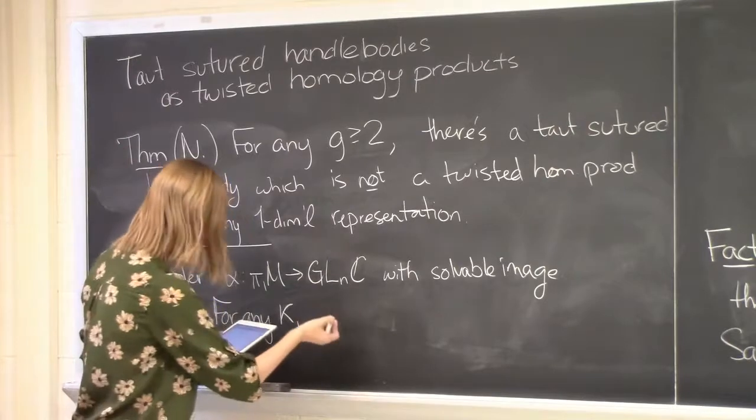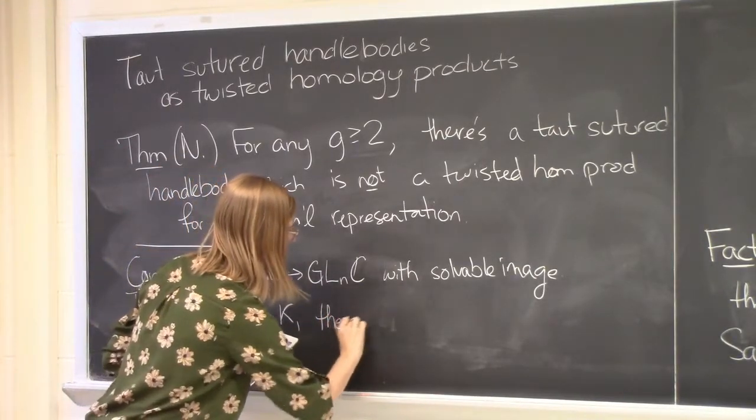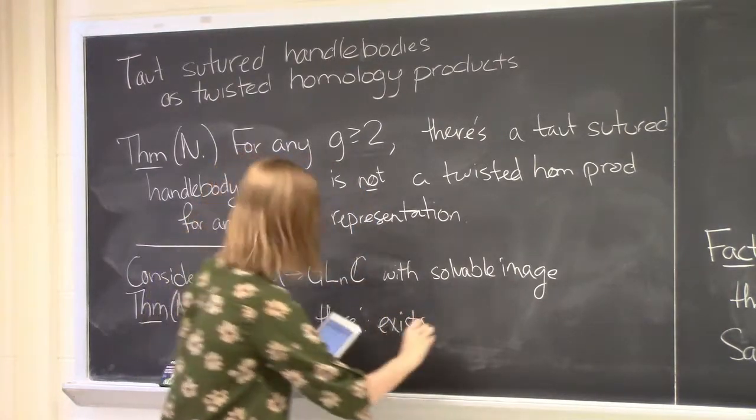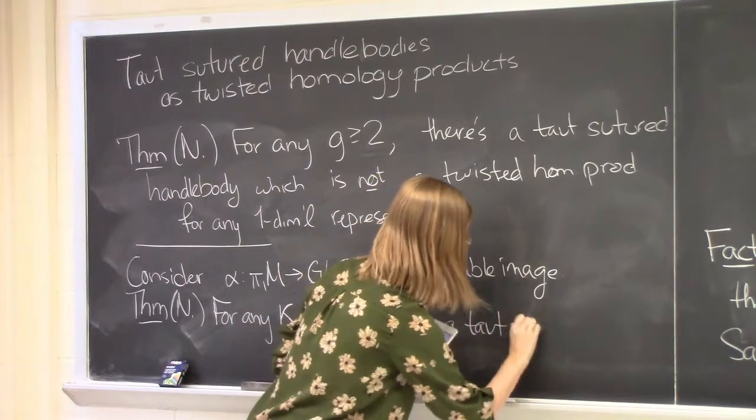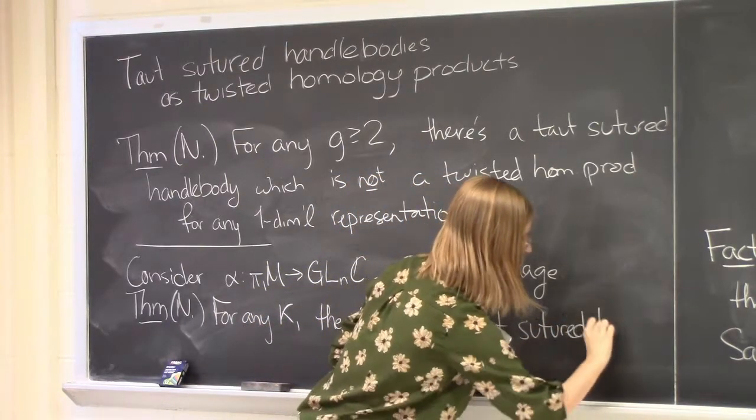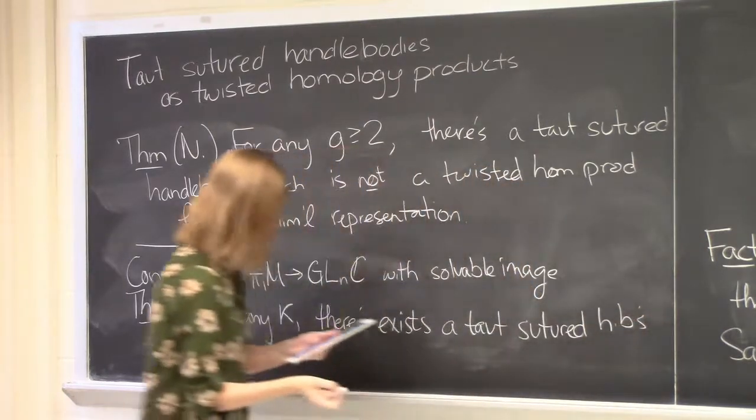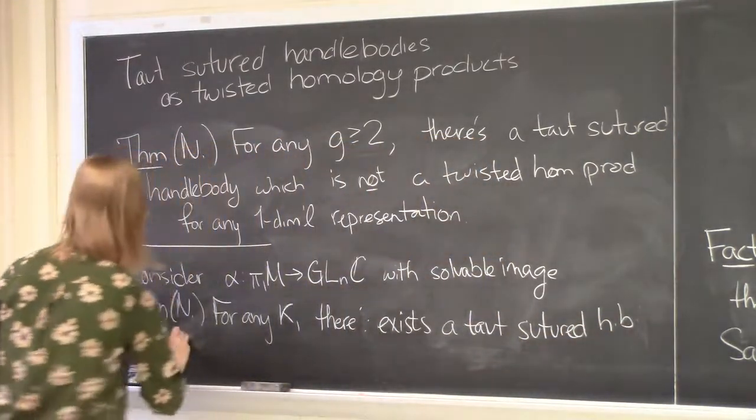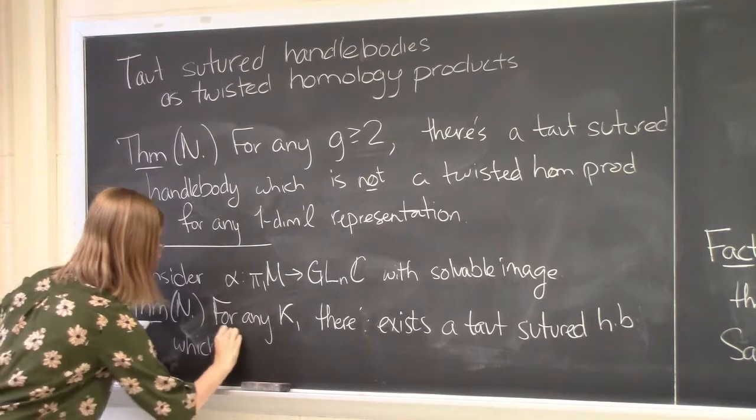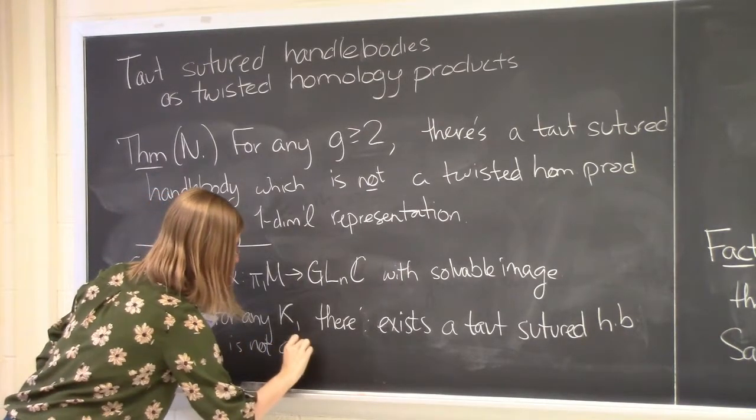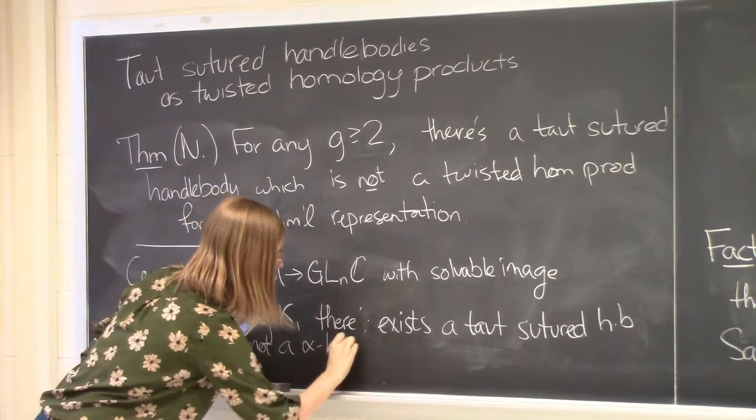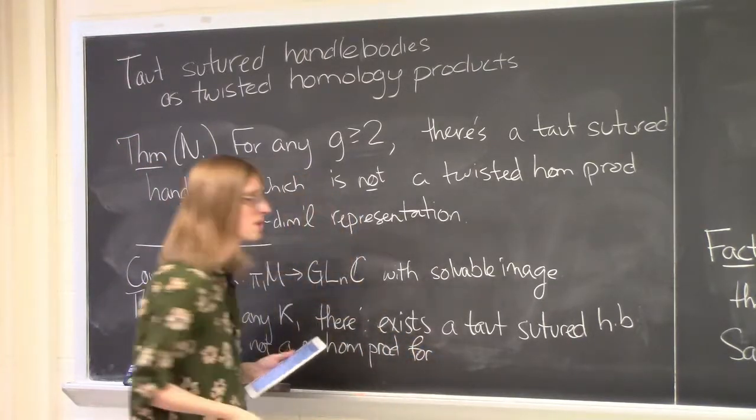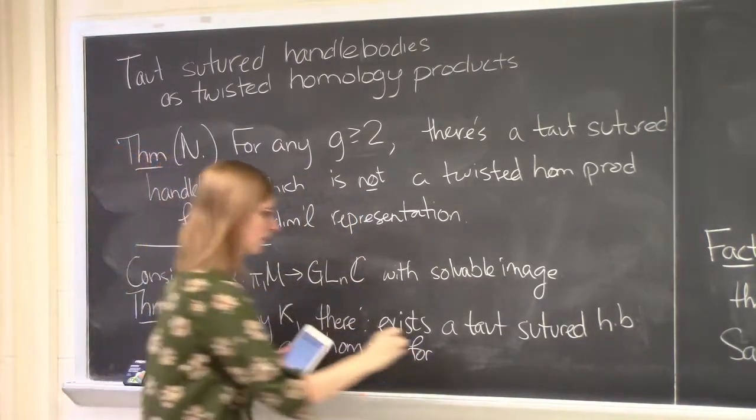So for any k, I produce examples of taut sutured handlebodies, which are not twisted products, which are not an alpha homology product for any solvable representation of degree less than k.